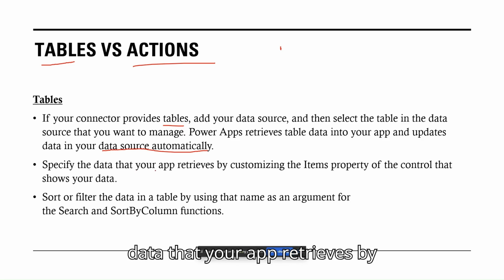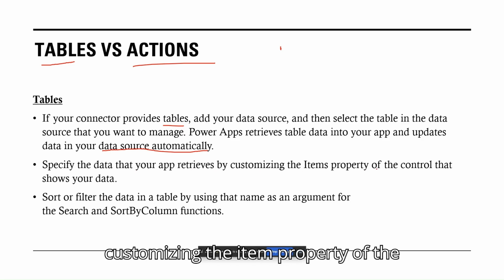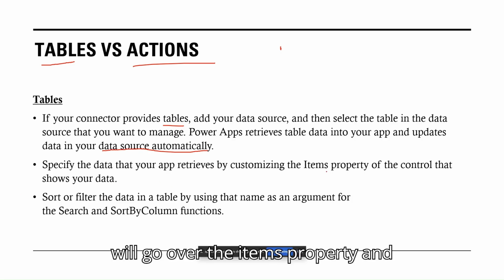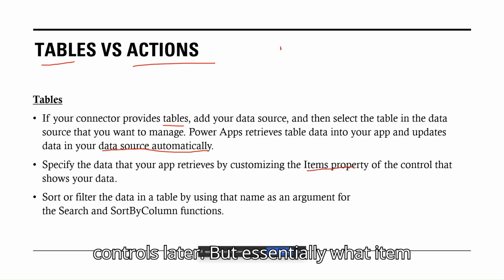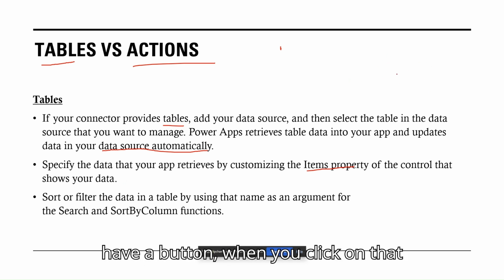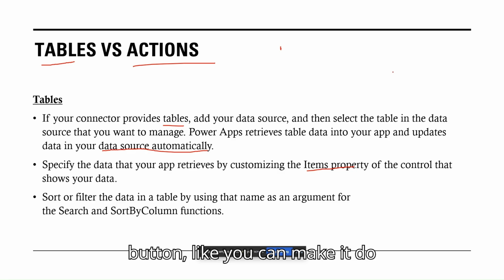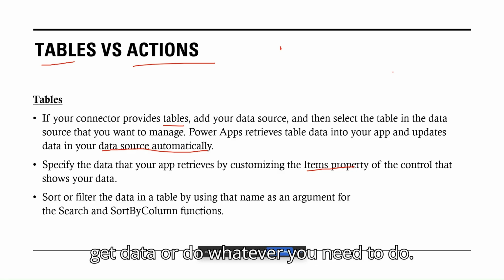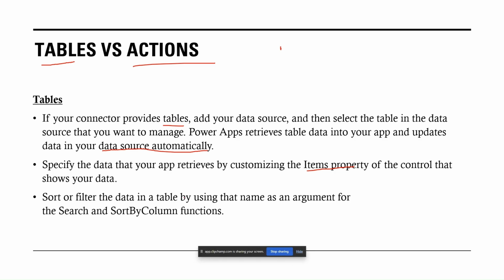Specify the data that your app retrieves by customizing the item property of the control that shows your data. So I will go over the items property and controls later. But essentially, what the item property is basically, when you have a button, when you click on that button, you can make it do something. You can make it append data or get data or do whatever you need to do.